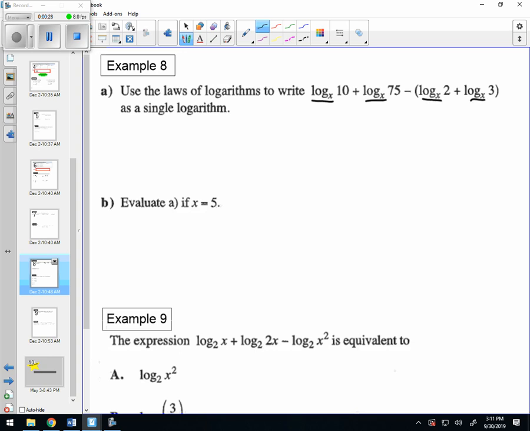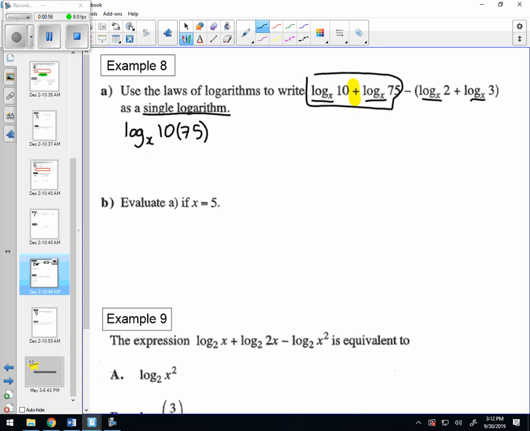and you're adding, then you can multiply the arguments. So I'm going to do that first step first, right here. Log 10 plus log 75. And if I want to write it as a single logarithm, which is what the question is asking, I'm going to write log 10 times 75.